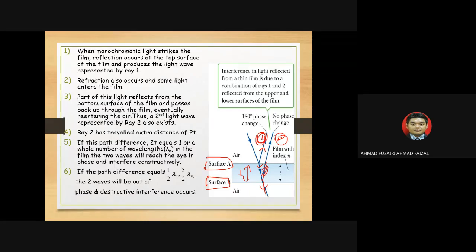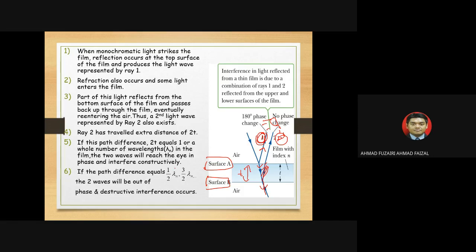So in this path difference, 2 times thickness equals 1 or a whole number of wavelength, lambda n in the film. The two waves will reach the eye in phase and interfere constructively. Okay, will interfere constructively. Maksudnya mata kita dekat sini lah nanti. Mata kita nampak daripada sini. So dia akan masuk ke mata kita secara constructive.